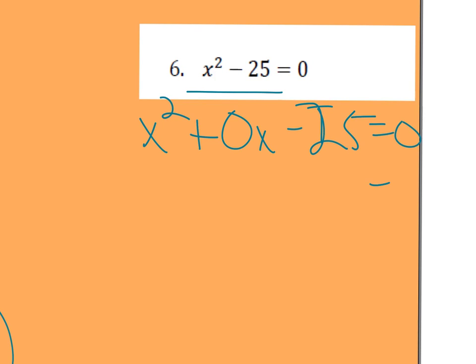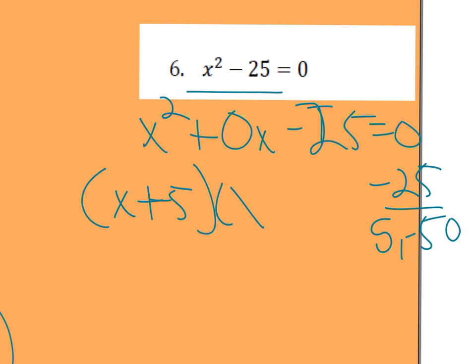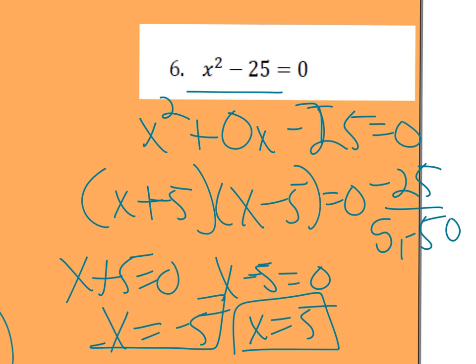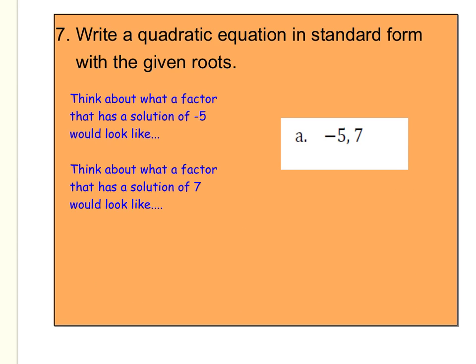Well, what multiplies to negative 25 but adds up to 0? Well, I'm hoping you think 5 and negative 5. So I'll go x plus 5, x minus 5 equals 0. So set each part equal to 0. So x is going to equal negative 5 or x is going to equal 5. Boom, there's your answer. So now working backwards, what happens if they give you where they cross and you've got to come up with a quadratic equation?